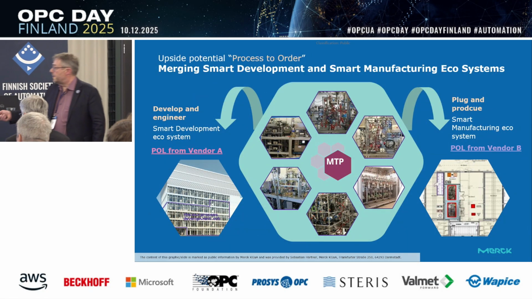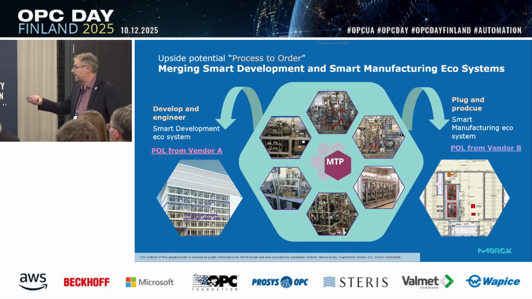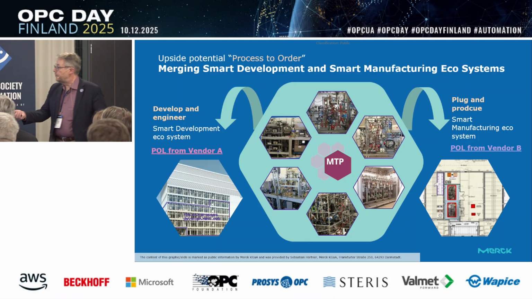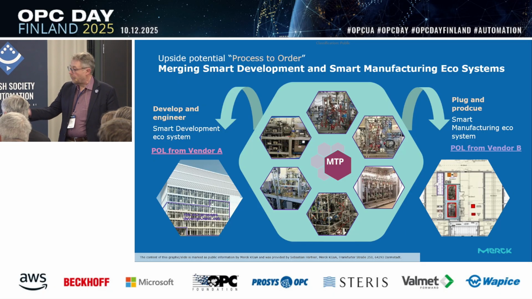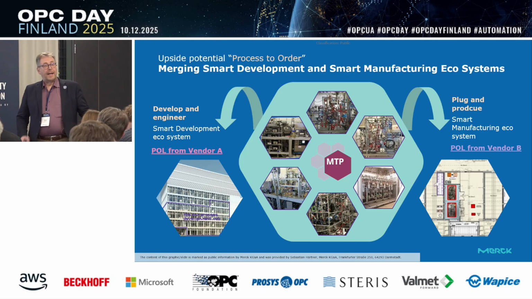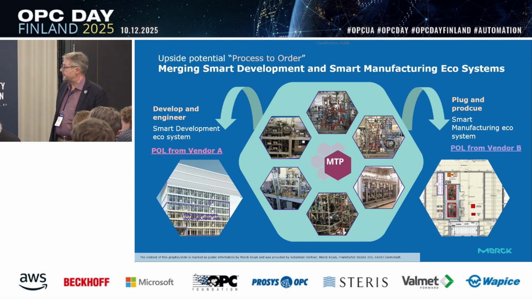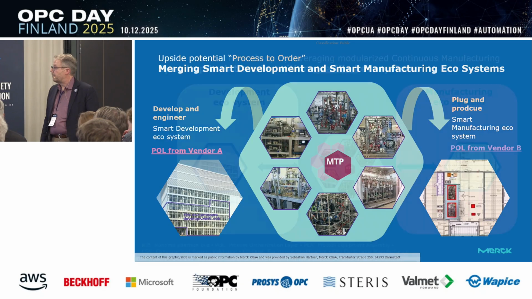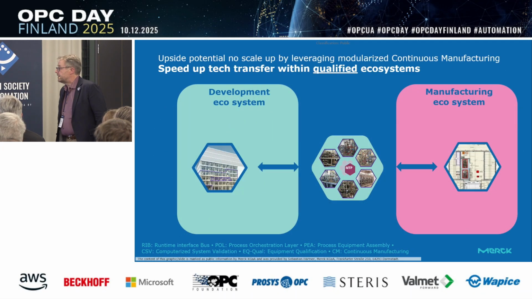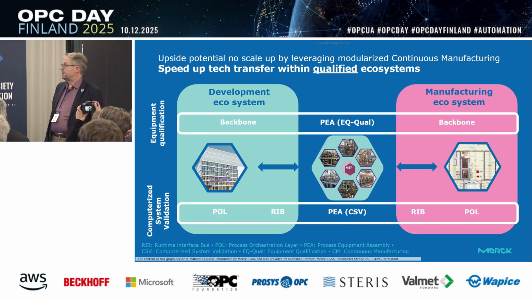So we have a process development ecosystem from vendor A, and we have a manufacturing area. You see the red boxes? These are cells where you can move the equipment that you have either developed or used for process development into the manufacturing area, and you have a pull from vendor B. And there is no cumbersome integration anymore if you do this MTP based. And this is why the symbol is here in the middle. So we have a development ecosystem and we have a manufacturing ecosystem. And we want to speed up tech transfer with qualified ecosystems.